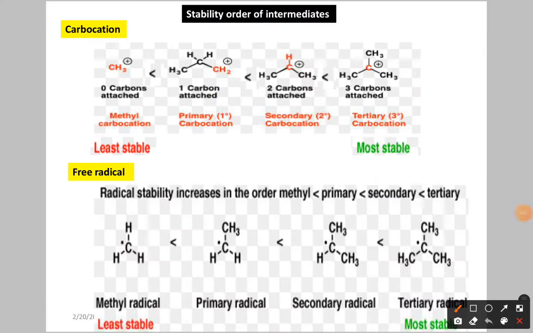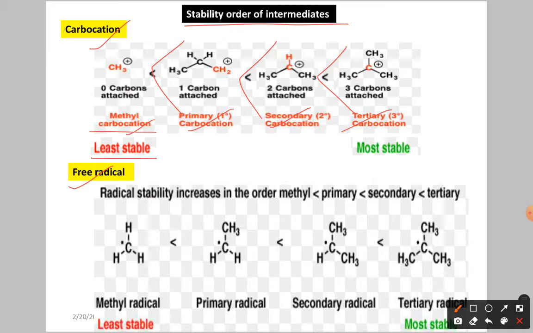Now let us see the stability order of the intermediates. We already discussed the methyl carbocation, primary, secondary, and tertiary carbocation. Free radicals also have methyl radical, primary, secondary, and tertiary, and like that we have the carbanion also. Now the stability order: methyl carbocation, primary, secondary, and tertiary. Among these, tertiary carbocation is most stable, then secondary, then primary, and the least stable is methyl.